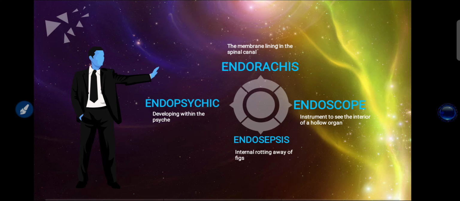Let's move on to the next word, endopsychic. Endopsychic means developing within the psyche. Psyche means some kind of behavior, or we can say personality. So endopsychic means developing someone's personality from inside, not from the appearance but from inside. That is known as endopsychic. Endoscope, I think you all know endoscopic or endoscopy.